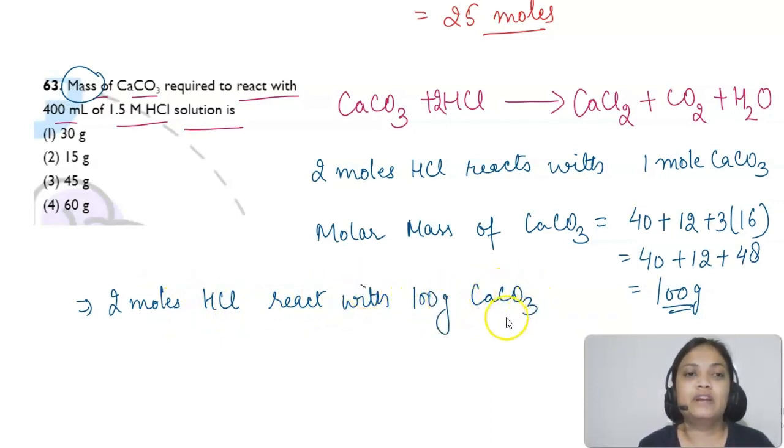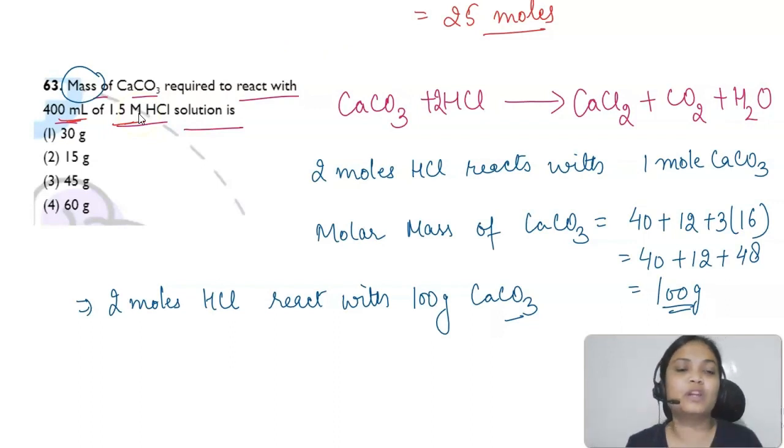Now I need to find out how much calcium carbonate is required for 400 ml of 1.5 molar HCl solution. Now M means molar, molarity.